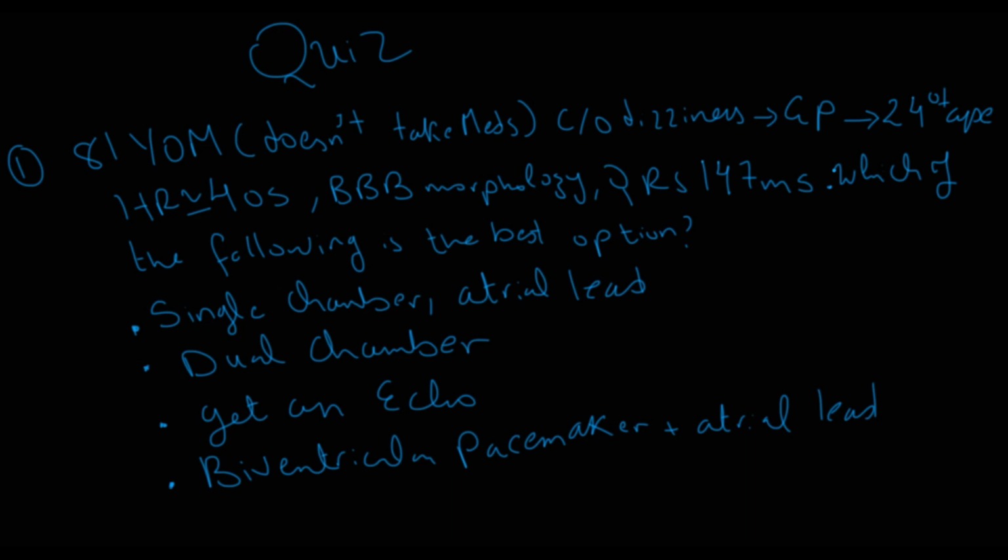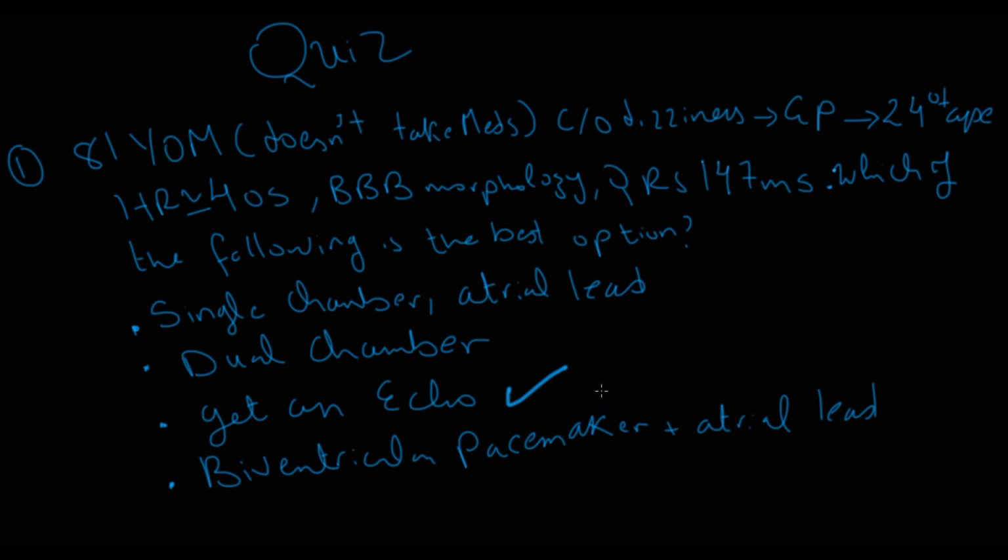Which of the following is the best option? Number 1, single chamber atrial lead. Number 2, dual chamber pacemaker. Number 3, get an echo. Number 4, biventricular pacemaker with an atrial lead. The answer for this question is get an echo. Why did we say get an echo instead of biventricular pacemaker plus atrial lead? Because first of all, this patient has symptomatic bradycardia, so he's definitely going to get a pacemaker. The question is whether it's going to be a dual chamber pacemaker if it's only symptomatic bradycardia, or a biventricular pacemaker plus atrial lead.